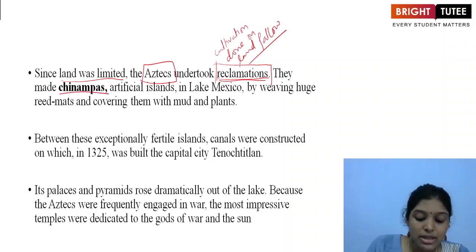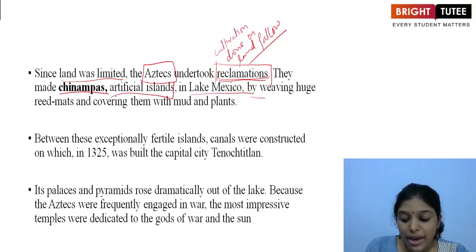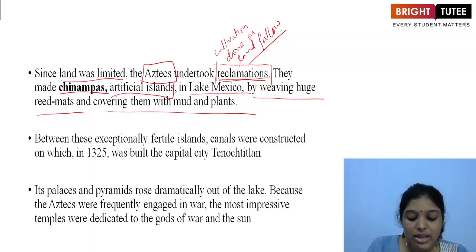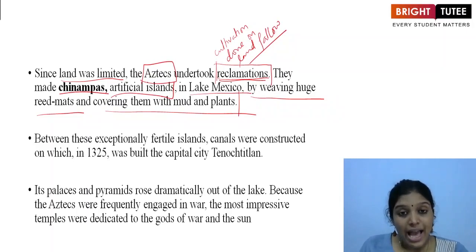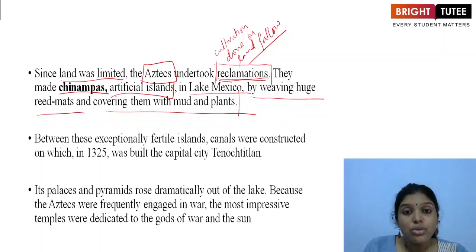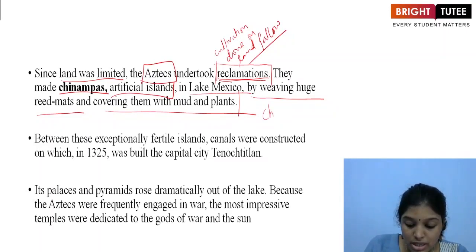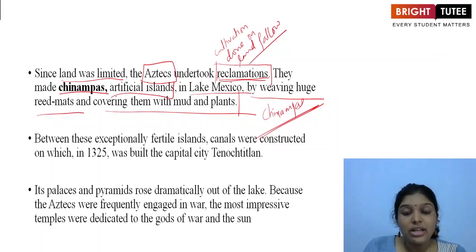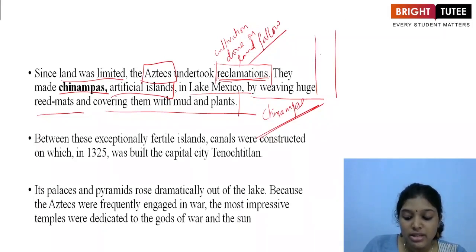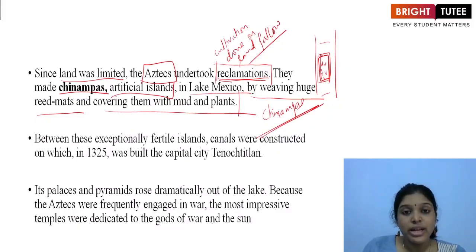They made chinampas, the artificial islands in Lake Mexico, by weaving huge reed mats and covering them with mud and plants. So because of this scarcity of land, they discovered a new method which was termed chinampas. As per this system, artificial islands were created in Lake Mexico. So within the lake, you create an artificial island, and here they could cultivate and grow their crops.